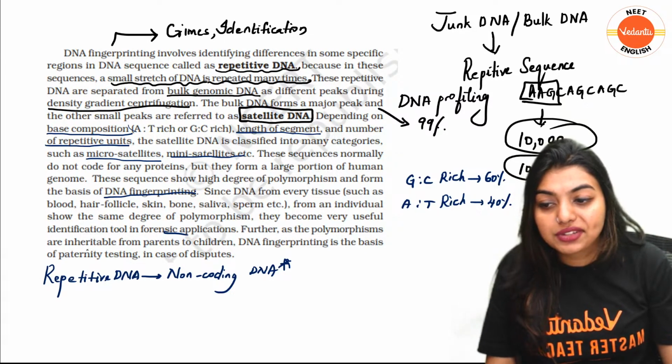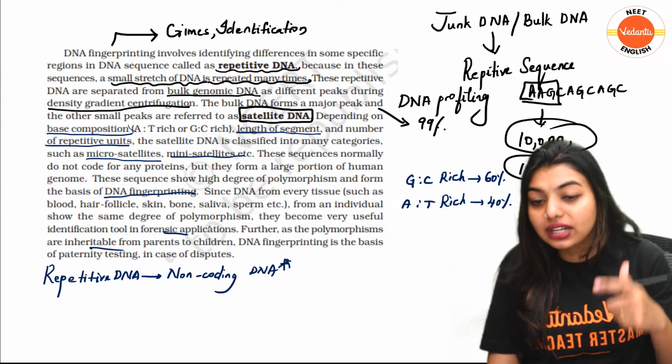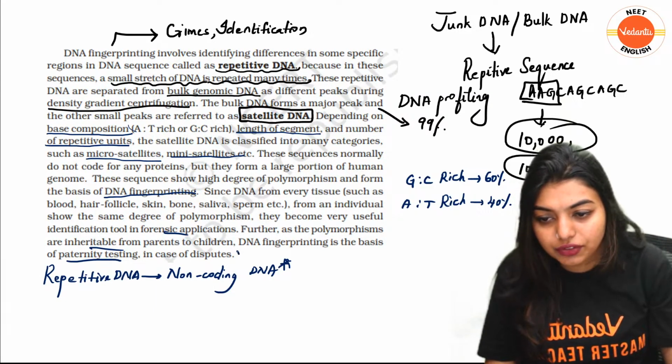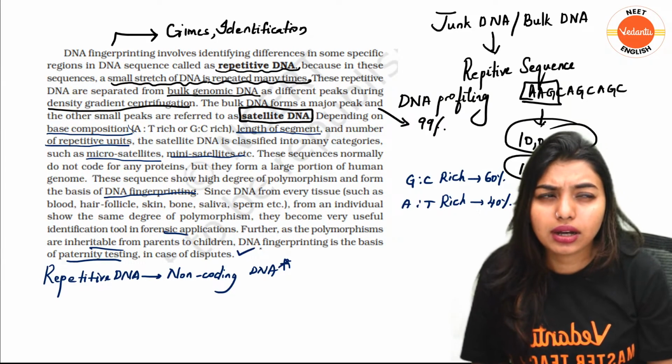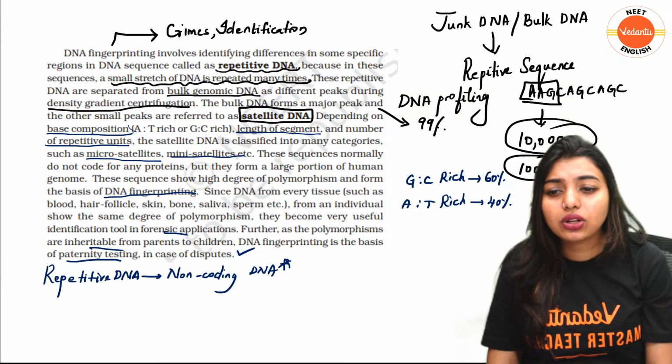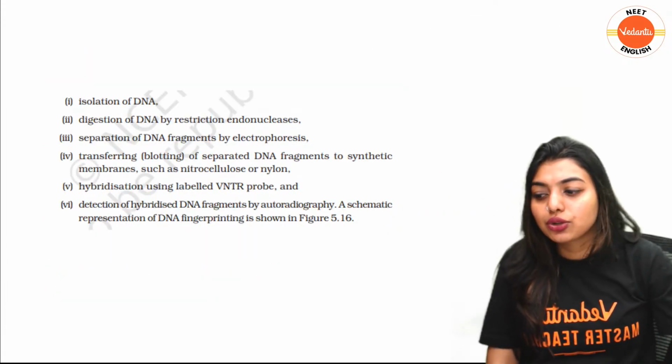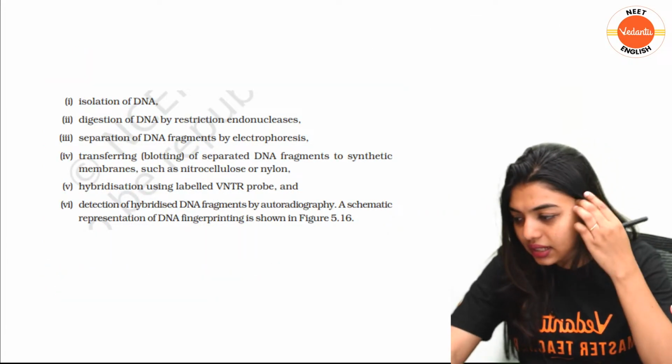Further, as polymorphisms are inheritable from parent to children, DNA fingerprinting is the basis of paternity tests in cases of abuse. This happens a lot abroad, in places like the US, UK and all. A lot of this happens, telling that this is my child. They kidnap the child and then tell that it is my child, right? Those things happen a lot.